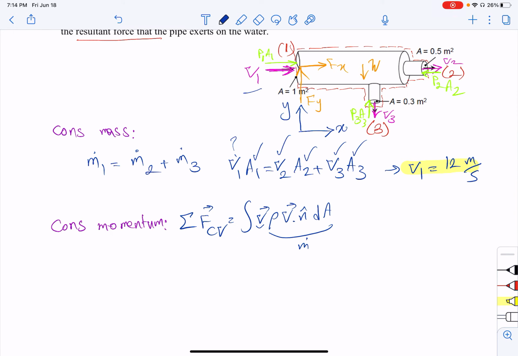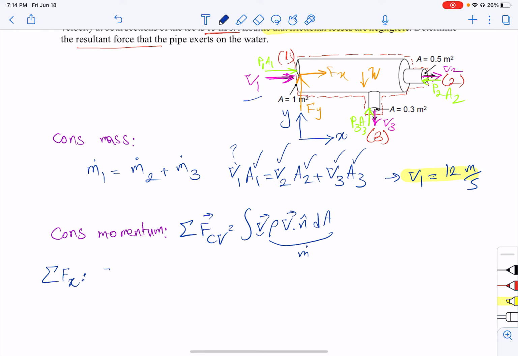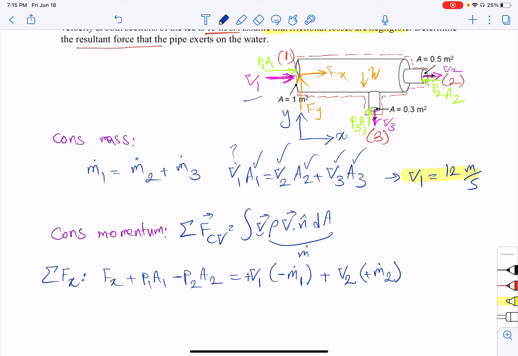So for conservation of momentum, let's write it down in the x direction, and let's look at the system. In the x direction I have Fx, which is positive, then I have P1 A1, which is also positive. I have a minus P2 A2 because it's in the negative direction, and I don't have any other forces in the x direction, so let's go to the right hand side of the equation. So we have V1, whose sign is positive because it's in the positive x direction. I have m dot here, it's inflow, so it's going to be negative. Then I have V2, right? It's in the positive x direction, so it's positive, and then I have m dot 2, which is positive because it's outflow, right?